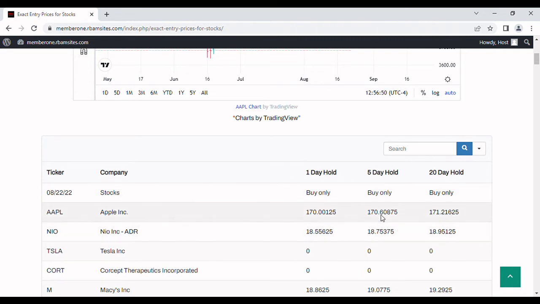You can do longs and shorts on the stocks. This particular output for stocks is longs only, or buys only. And as you can see, it gives specific prices. Now, these are all for entertainment purposes only. You definitely have to have your own research, and you should never use these for anything other than entertainment.